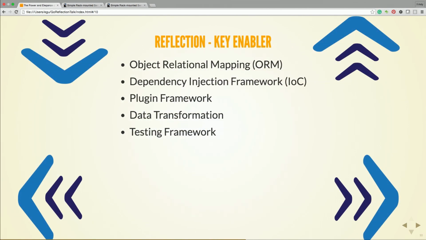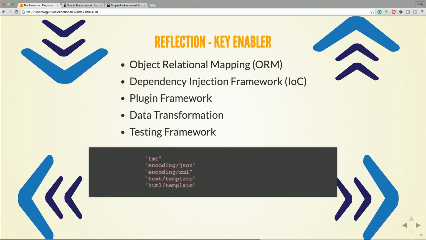So these are the areas I'm listing here. The key reflection is the key enabler. I can give you one example. For example, like a dependency injection framework. In Go, the function is the first citizen, so you can inject function into function call. That is through the reflection. And by the way, these Go packages are using reflection. So no matter you like it or not, you are using it.